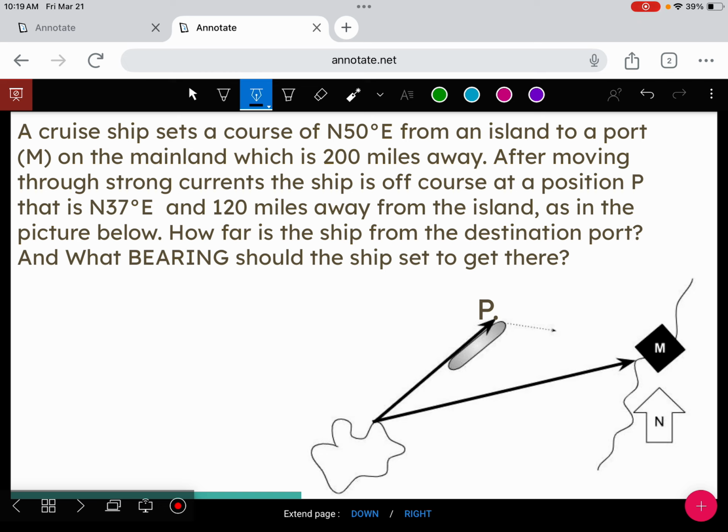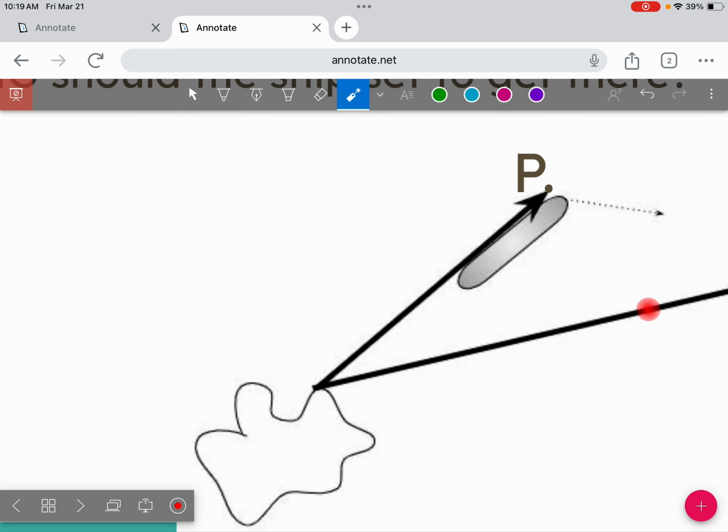Okay. So we've got a cruise ship that's going north 50 east from an island to get to its mainland port. We called it M over here. And we know it's 200 miles from the island to the mainland. They're going through some strong currents, so they get pushed off course, and they wind up over here. So their initial bearing is this lower line here.